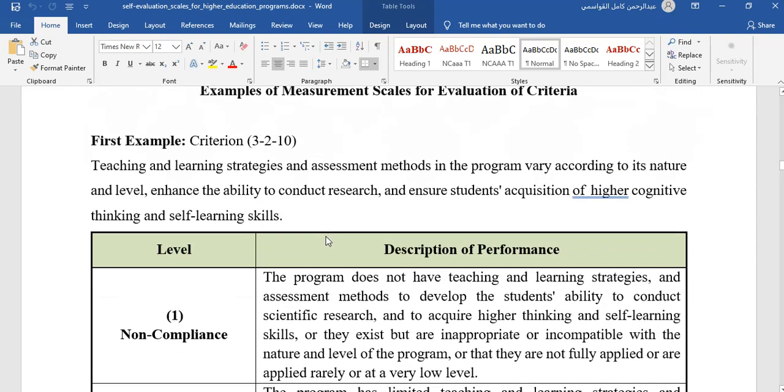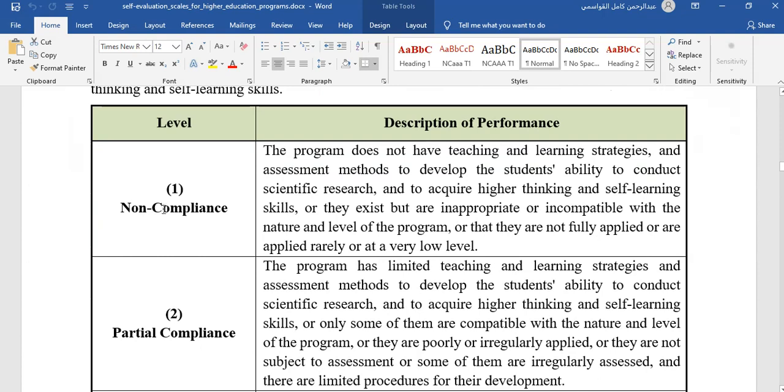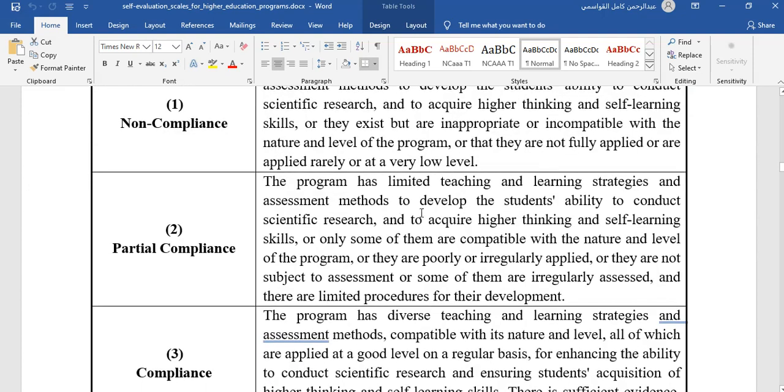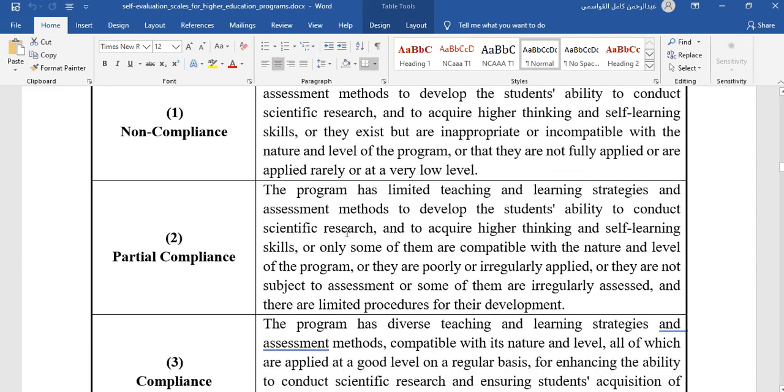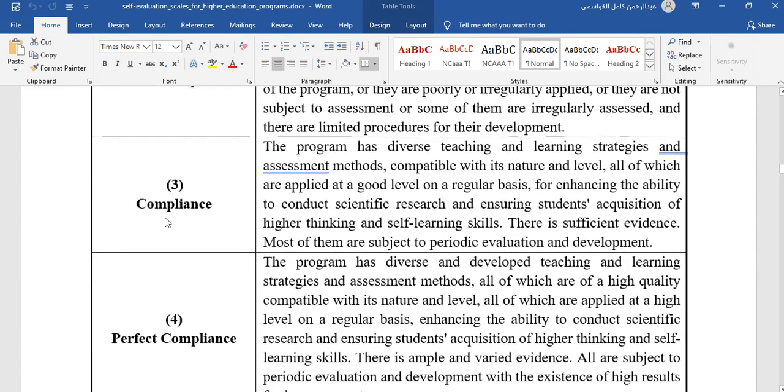Now, if you want to evaluate self-evaluation for this criterion, non-compliance means the program doesn't have teaching and learning strategies. I think if you want to fill the self-study reports and self-evaluation scale, you already have your teaching strategies, of course, and assessment methods.